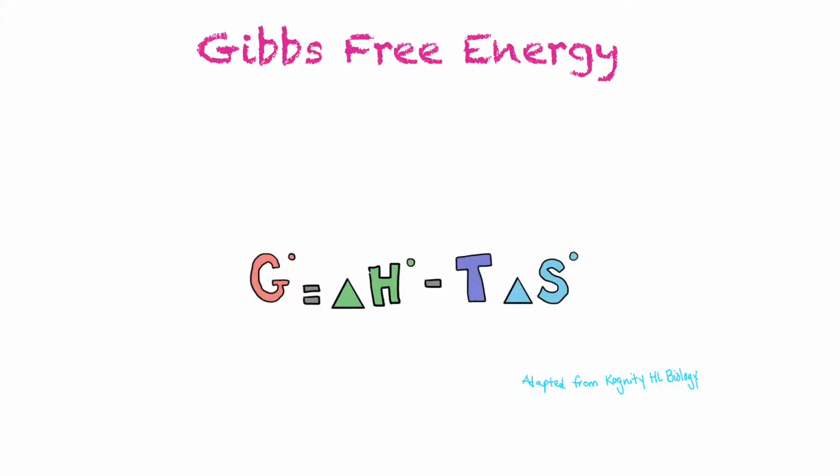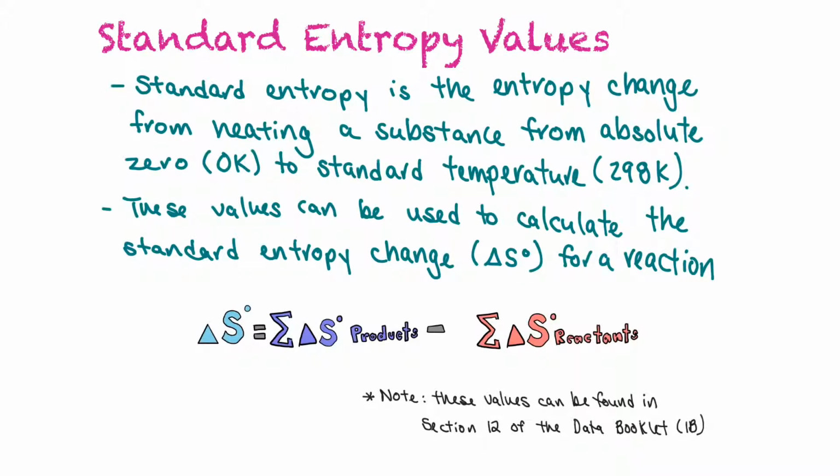In today's video lesson, we're going to be talking about Gibbs free energy and how we can find out whether a reaction is going to be spontaneous. So we can use standard entropy values to figure out the change in entropy in a reaction. Standard entropy is the entropy change from heating a substance from absolute zero, or 0 Kelvin, to standard temperature, 298 Kelvin. These values can be used to calculate the standard entropy change for a reaction, as I mentioned before.